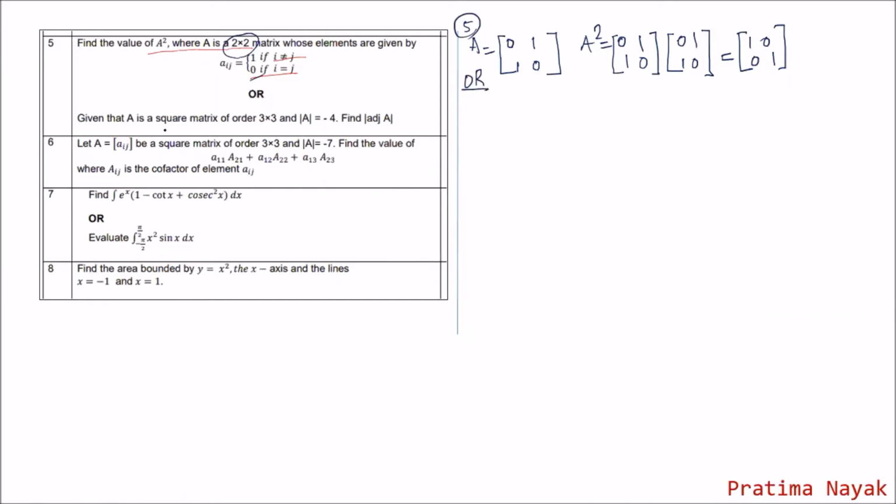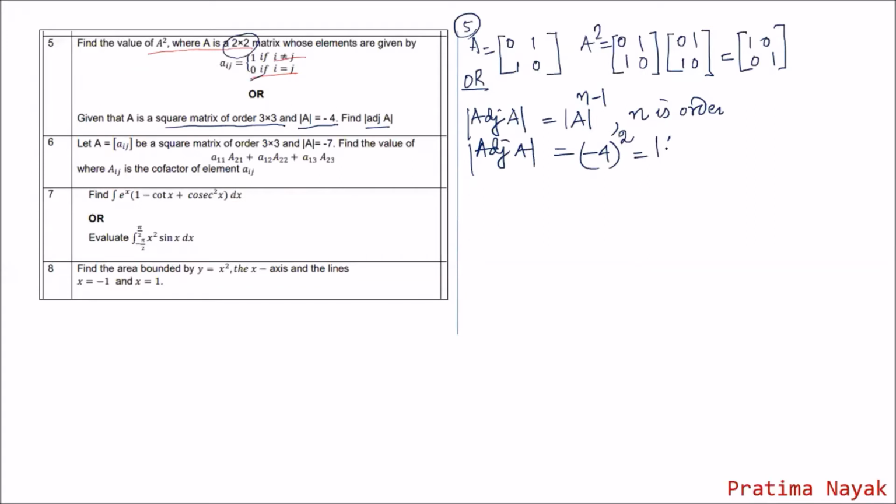Given A is a square matrix of order 3 by 3. Determinant of A is given as minus 4, you have to get adjoint A. So let us write the formula to find the adjoint A. Directly you can get it. Adjoint A is equal to determinant of A to the power n minus 1, where n is the order of the square matrix. So how much will it be? I hope you can find it yourself. This will be minus 4 to the power 3 minus 1, that will be 2, because n is 3 here. So this is 16.